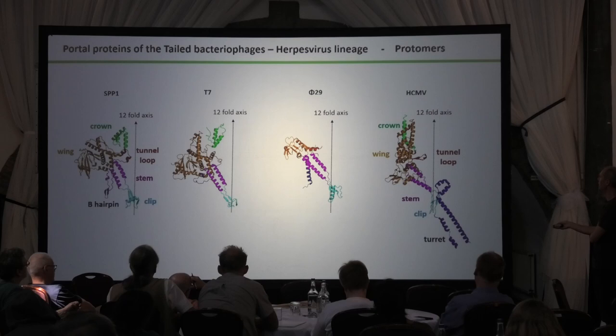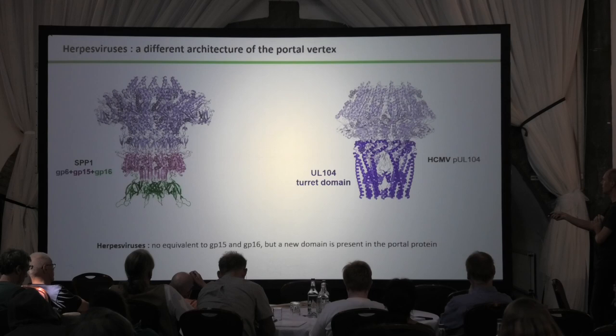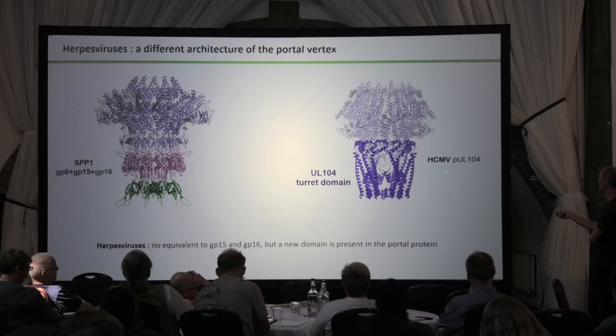If we look at the herpes virus such as HCMV, we have no GP15 or GP16 homologs, but instead we have this toad domain that is present. And so we have a very different solution for the connector.